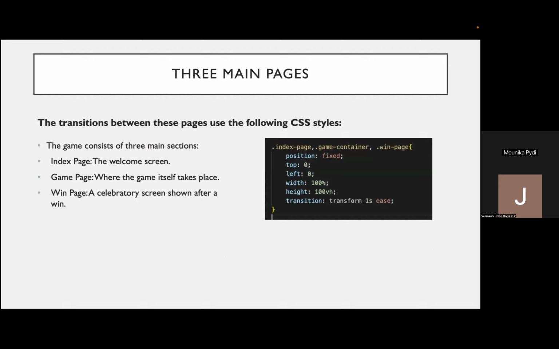The transitions between these pages are done using CSS styles. The game consists of three main sections, which are the index page, game page, and win page. In the index page, we see the welcome screen. Next one is the game page where the game itself takes place. The objective of this game involves betting, drawing cards, and deciding when to stop. We'll see the implementation, the demo of this, so that we'll get clarity in detail. The next one is the win page. A celebratory screen is shown after the win. Next page.